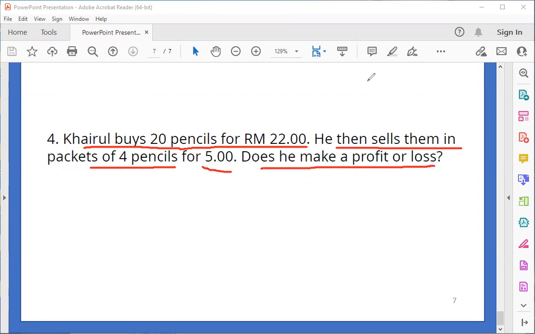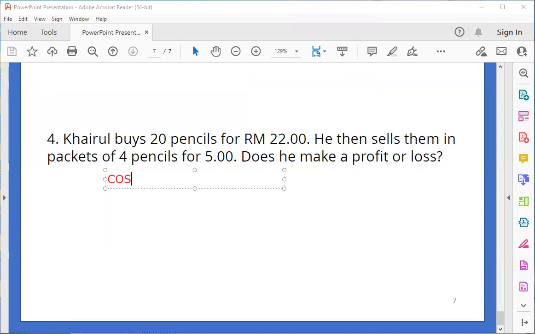So guys, you got to think now. You buy 20 pencils for 22 ringgit. First, you must know for 1 pencil, your cost is how much? When you want to do business, there is something called cost. Cost means how much does it cost you to do that business? So here, in Khairul's example, these 20 pencils cost him 22 ringgit. So how do I find one pencil? What is the cost for one pencil? That's important. And how do I do that?